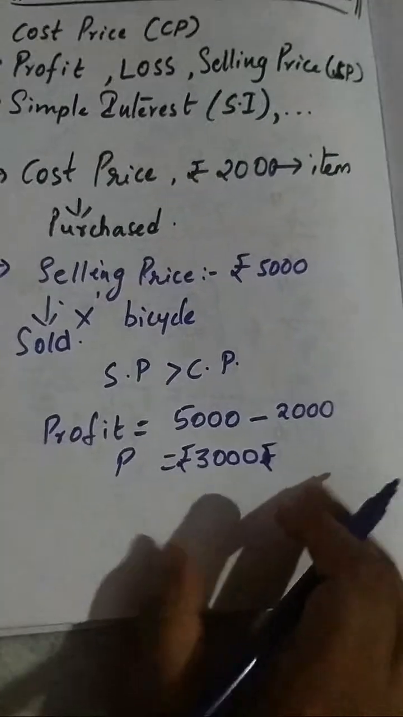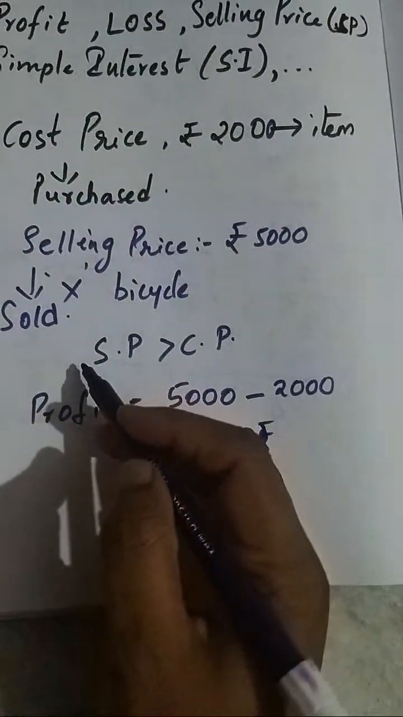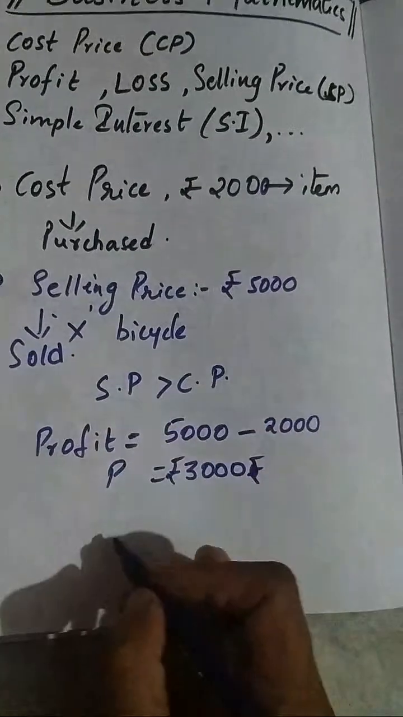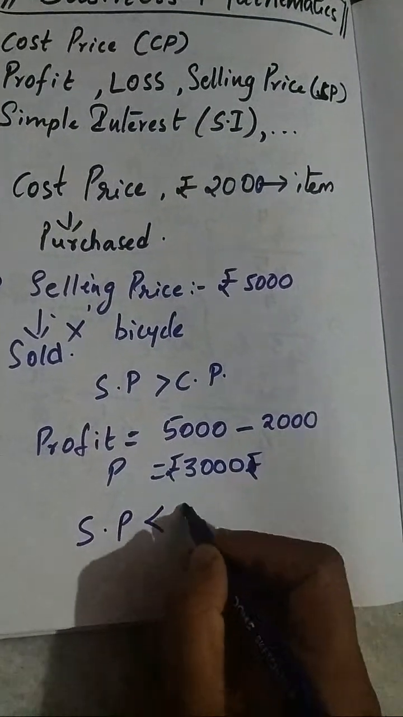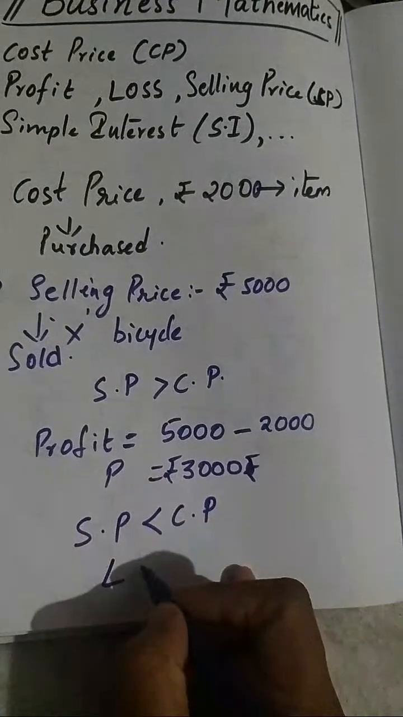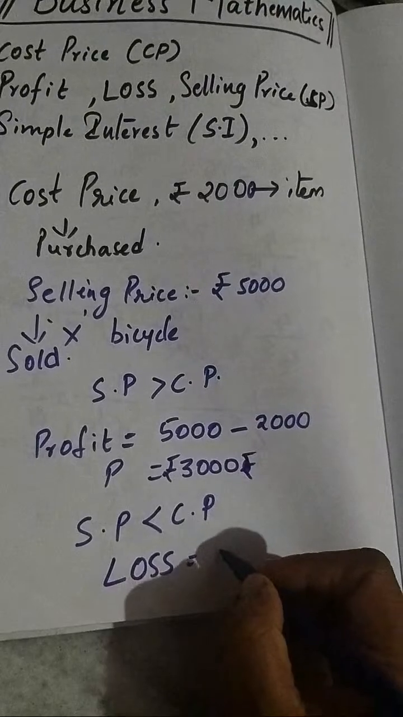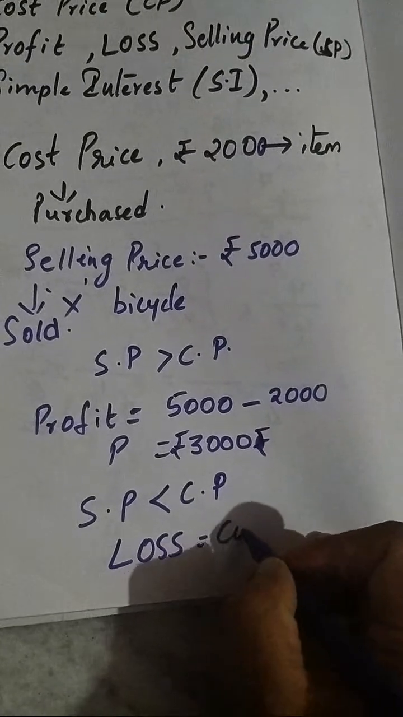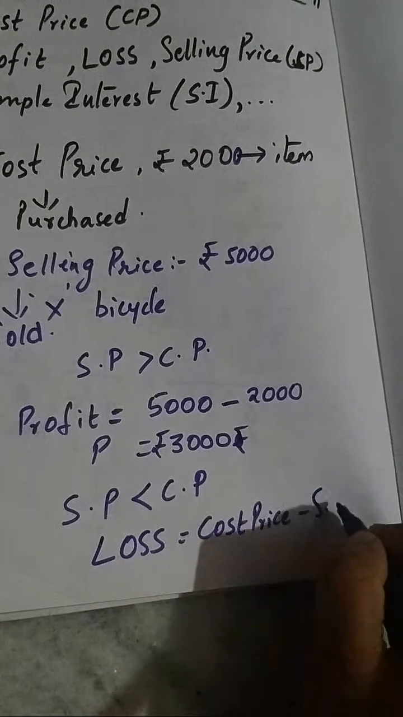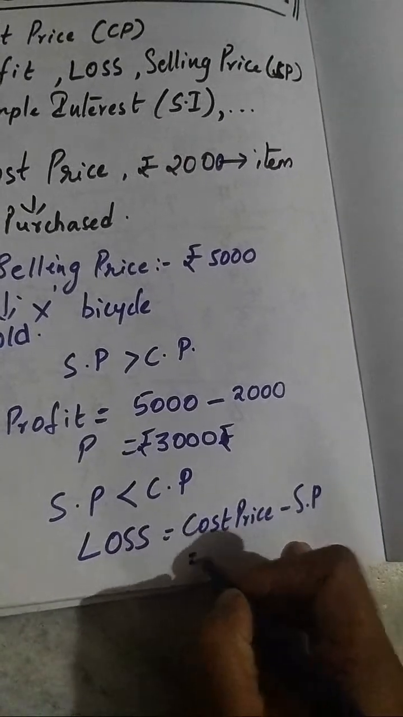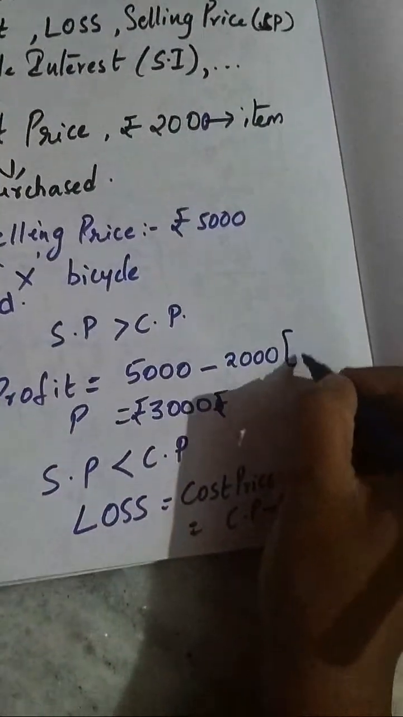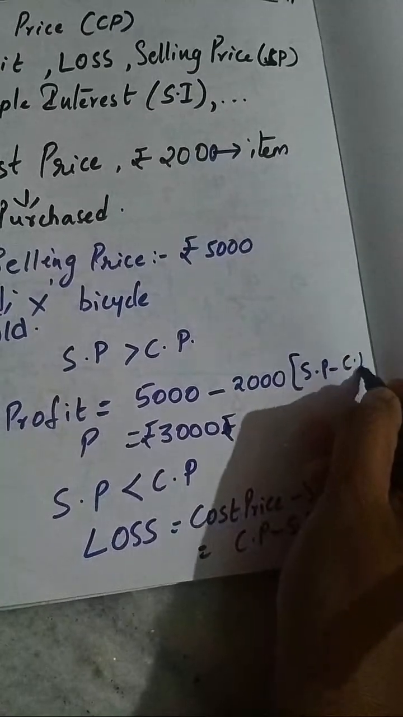Like this we have to find the profit, selling price, cost price, and loss. Whenever the selling price is less than the cost price, a loss is obtained by that man. Loss is cost price minus selling price, CP minus SP. Profit is SP minus CP.